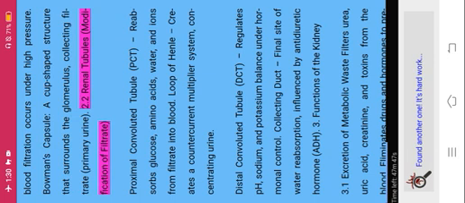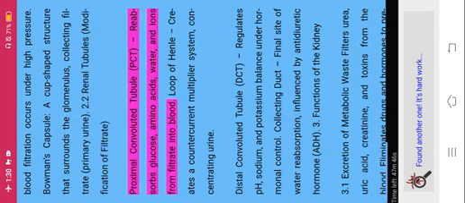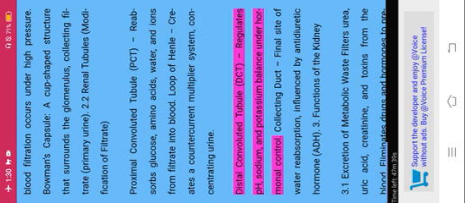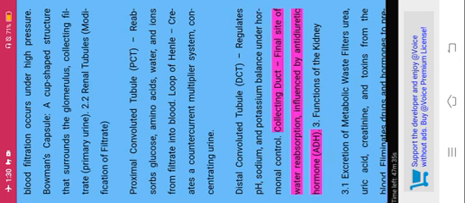2.2 Renal tubules, modification of filtrate. Proximal convoluted tubule (PCT) reabsorbs glucose, amino acids, water, and ions from filtrate into blood. Loop of Henle creates a countercurrent multiplier system, concentrating urine. Distal convoluted tubule (DCT) regulates pH, sodium, and potassium balance under hormonal control. Collecting duct, final site of water reabsorption, influenced by antidiuretic hormone (ADH).